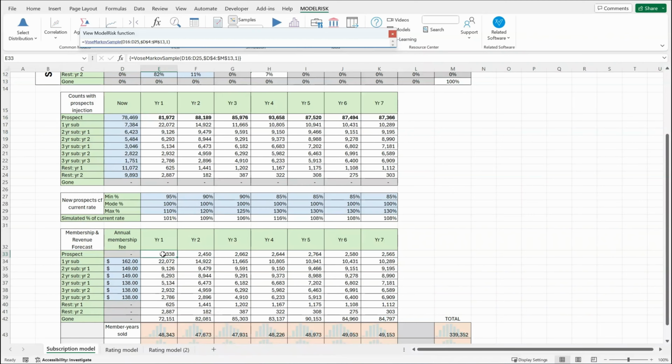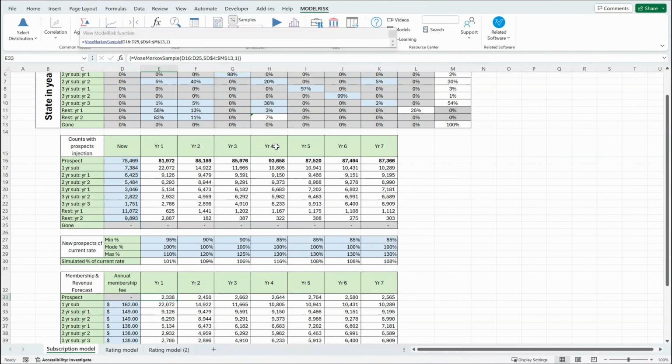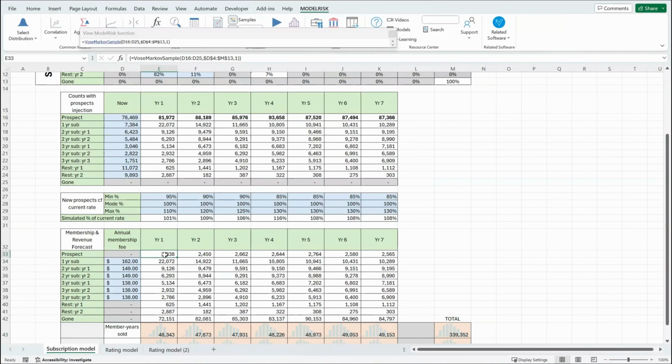So in this Markov model, you can see it draws Markov sample, and it's picking the number we have in each of these different categories for this year. And it's using this probability transition matrix up here. So this is forecasting what will happen to those individuals in the current year next year. So where will they be in the next year? So from this point, we move to that point.